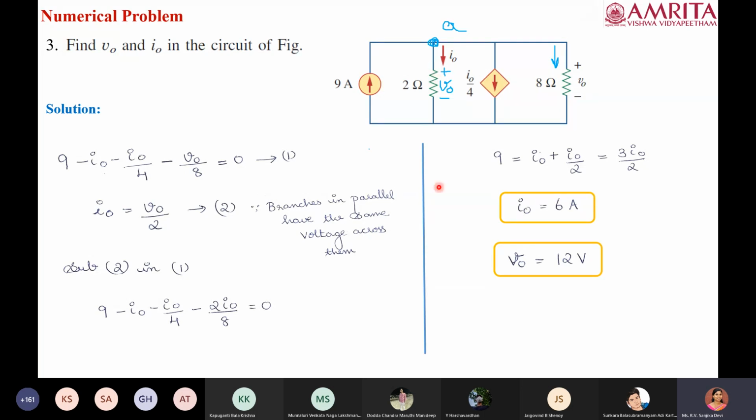Are you able to understand this? Yes, ma'am. Okay, fine. So the basic concepts you should always keep in mind: when elements are in series, the same current flows through them, and when elements are in parallel, the same voltage appears across them. Now that you've solved this, I will give you some 2-3 practice problems. Please try them at home. The solutions we will discuss in the next class.